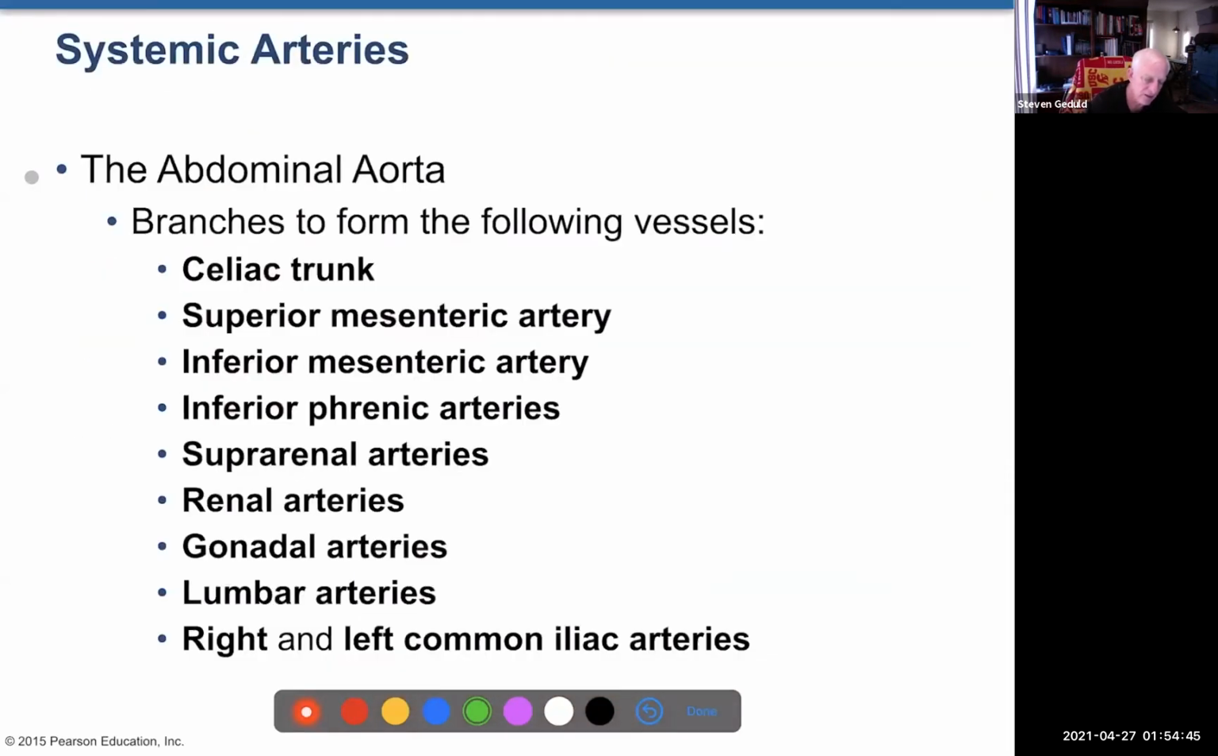Okay. Now we pass through the diaphragm and we got more branches. This is the abdominal aorta. Again, still the descending aorta. We have the celiac trunk, the superior mesenteric artery, the inferior mesenteric artery, the inferior phrenic arteries, the suprarenal arteries, the renal arteries, gonadal arteries, lumbar arteries, and the common iliac arteries, right and left.